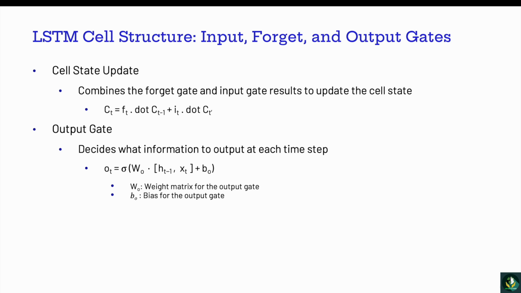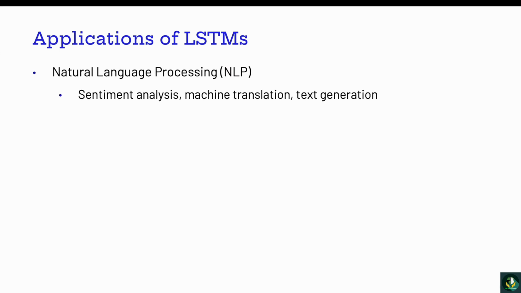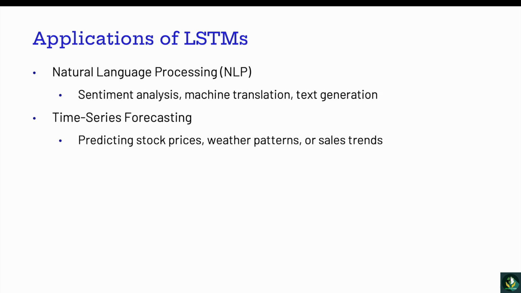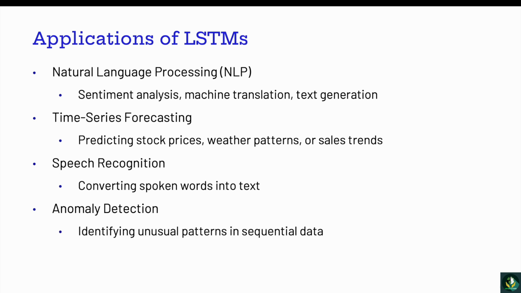And let's go ahead and look at applications of LSTMs. First is natural language processing, NLP. Here we can use it for sentiment analysis, machine translation, and text generation. Next is time series forecasting. It can be used for predicting stock prices, weather patterns, or sales trends. And in speech recognition, it can be used for converting spoken words into text. It can also be used for anomaly detection, where you identify unusual patterns in sequential data.